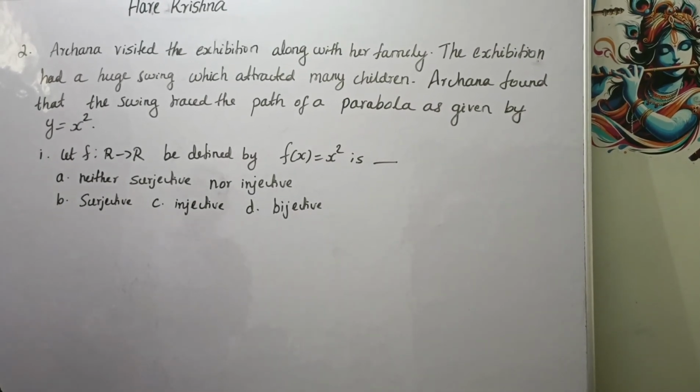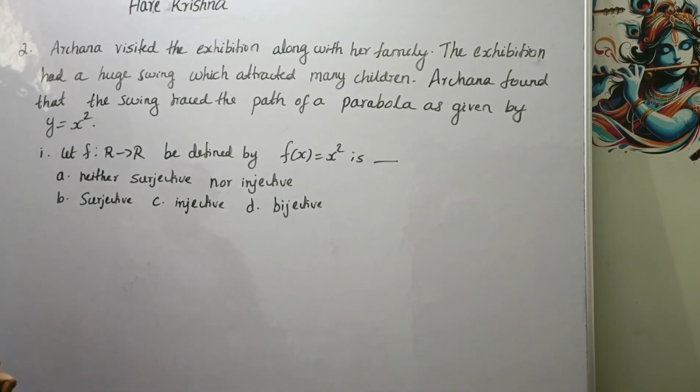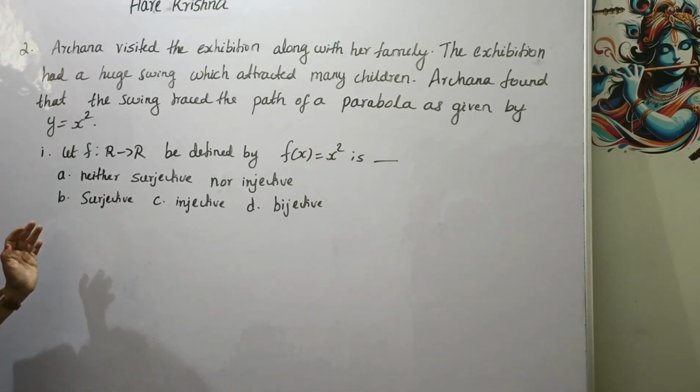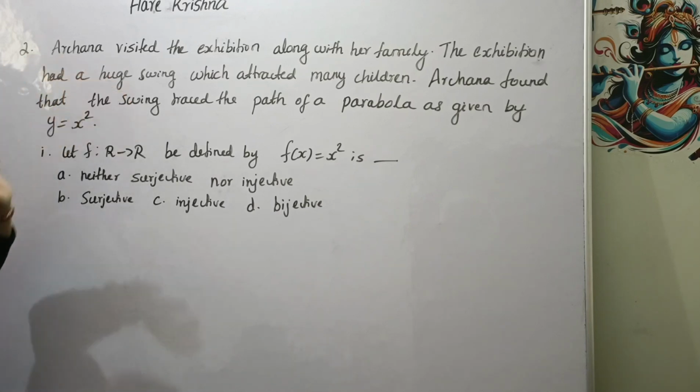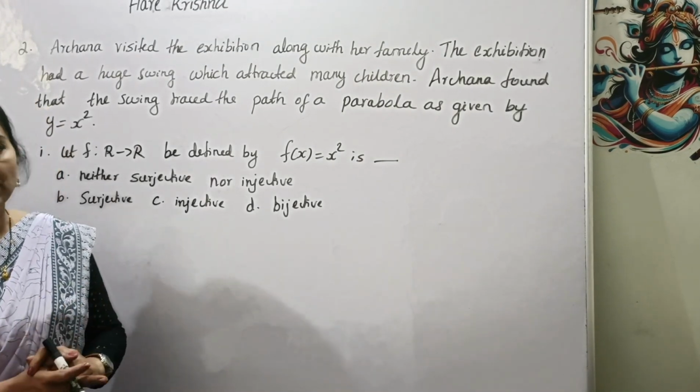Next question. Archana visited the exhibition along with her family. The exhibition had a huge swing which attracted many children. Archana found that the swing traced the path of a parabola as given by y equals x square. So here the first question based on the given information: let f from R to R be defined by f of x equals x square, is dash.